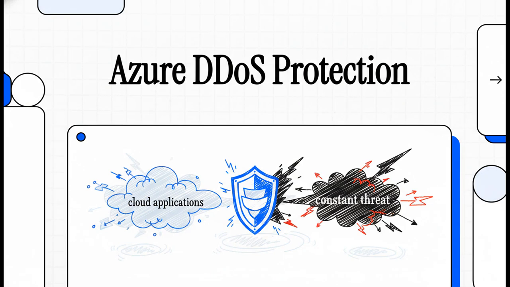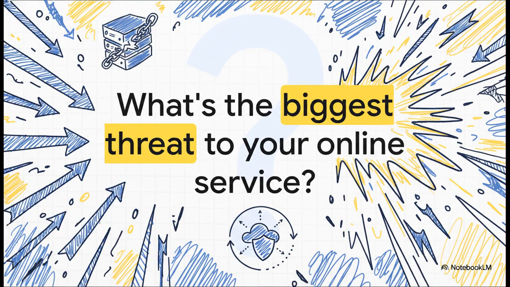When it comes to your cloud apps, being online isn't just a feature, right? It's everything. But there's this constant threat out there that's designed to do one thing: knock your services offline. Today, we're going to dive into how you can build an automated shield against one of the biggest disruptions on the internet. So let me just ask you this straight up.